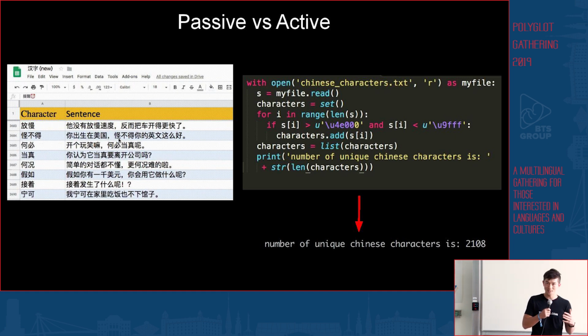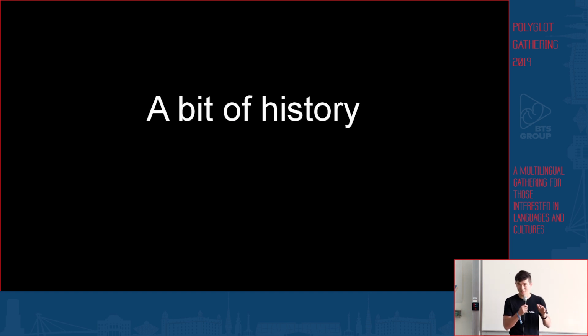So this is what I mean by passive versus active. You can force computers to do whatever you want once you know programming languages, right? So in this case, yeah, I know the number of unique characters in my spreadsheet. Okay, so now we're going to talk a bit about history, but very briefly.